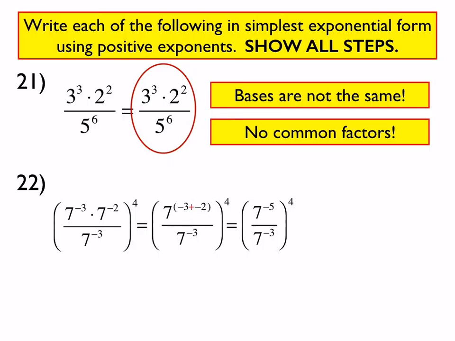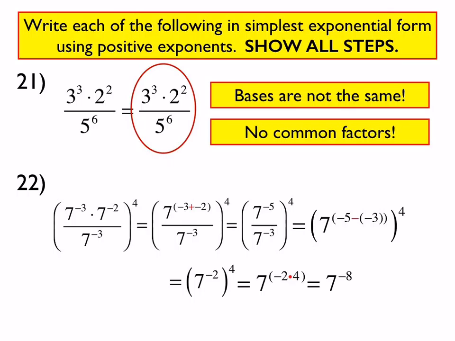We have a division problem with like bases. Therefore, we subtract the exponents. Don't forget to show that step. Negative 5 minus negative 3 is negative 2. So we have 7 to the negative 2 to the 4th. Power to a power now. We end up with 7 to the negative 8, which of course is 1 over 7 to the 8. All right, we are finished.